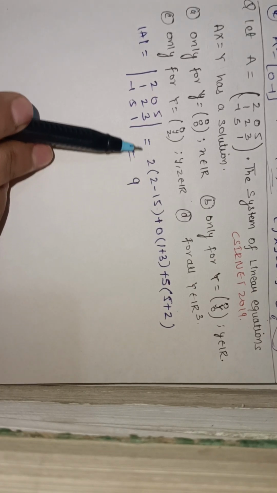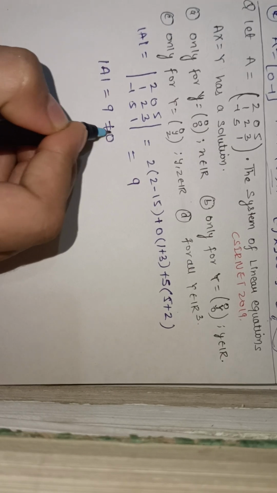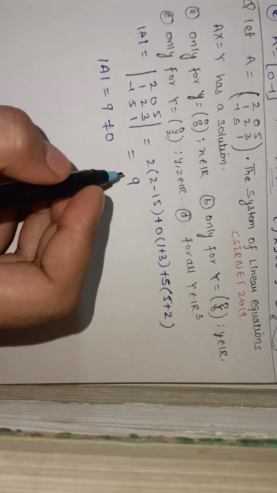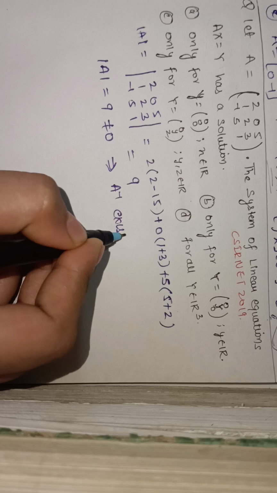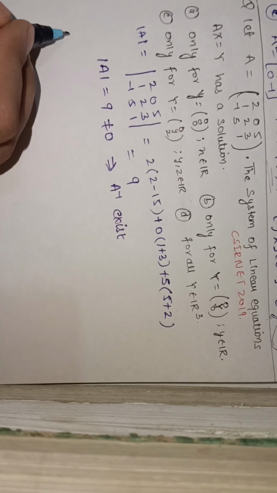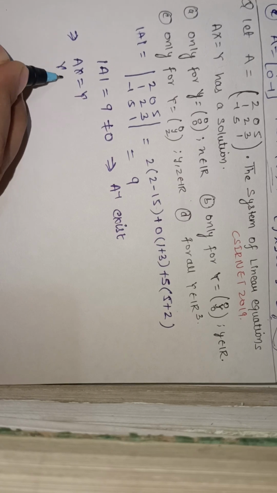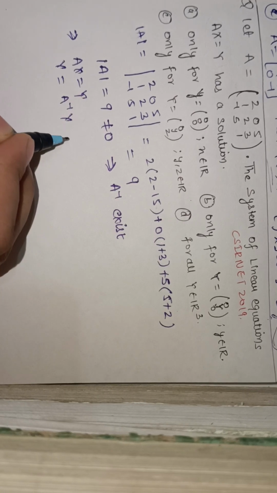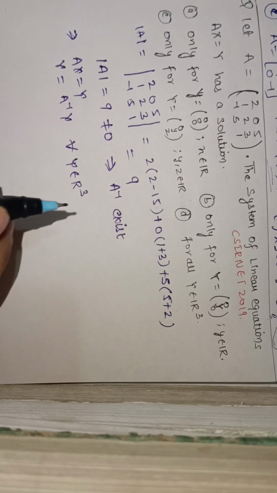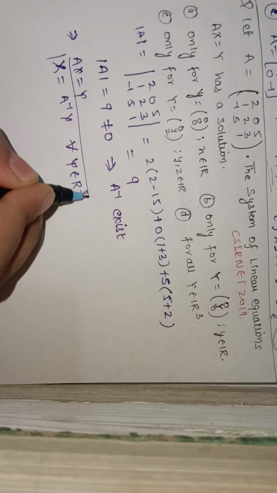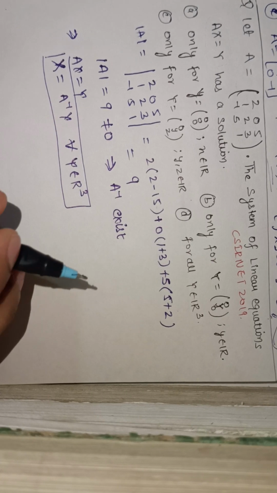So we see the determinant of this matrix A is equal to 9, which is not equal to 0, which implies what? Which implies A inverse exists, right? A inverse exists, which implies what? Ax = y gives x = A inverse of y for all y belonging to R3. So here for all y belonging to R3, x exists, that is, a solution exists.